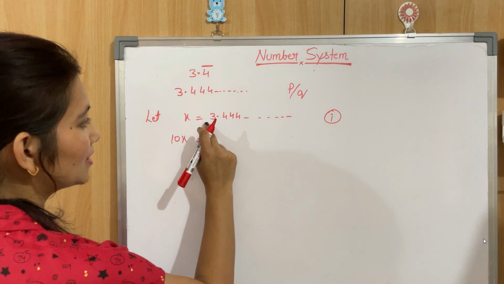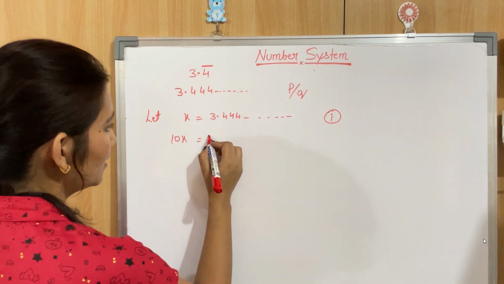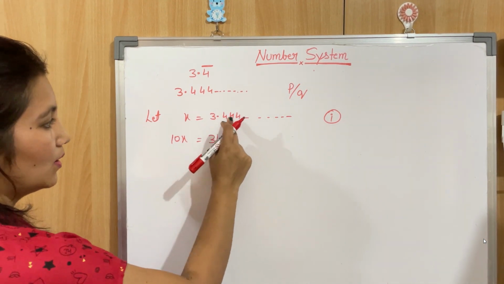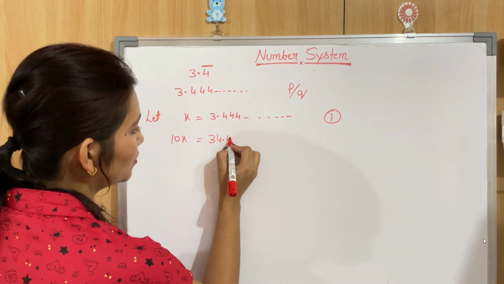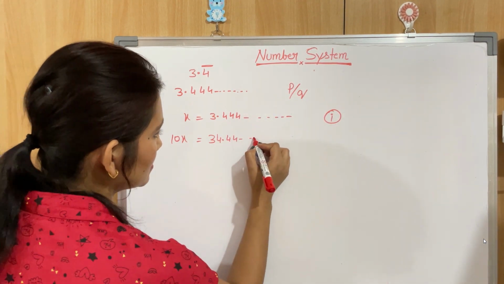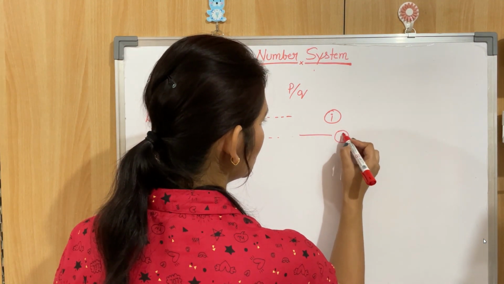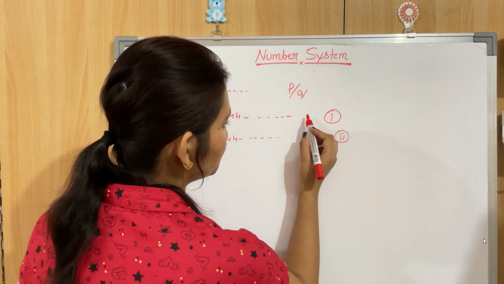is equal to, if you multiply the RHS by 10, what will you get? If you multiply it by 10, the decimal will shift 1 place forward. So 34.44 and so on. Let's say this is equation number 2. So this is equation number 1 and this is equation number 2.